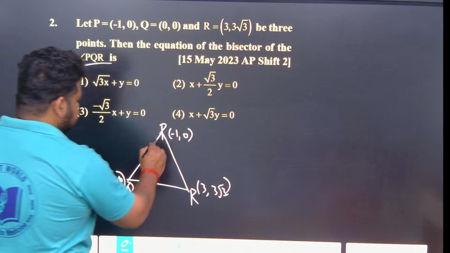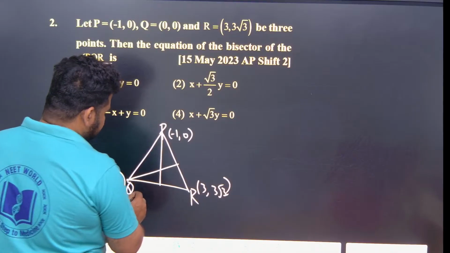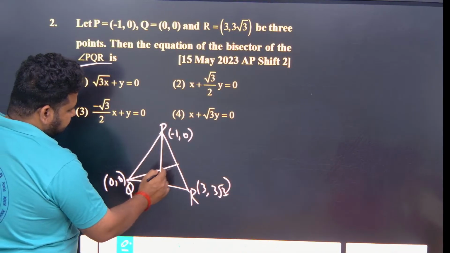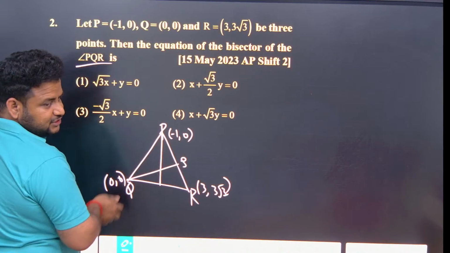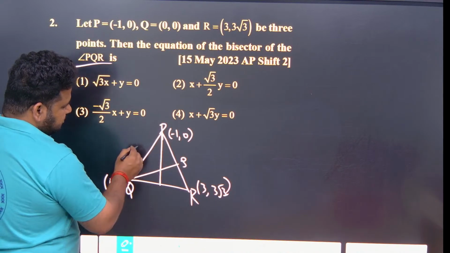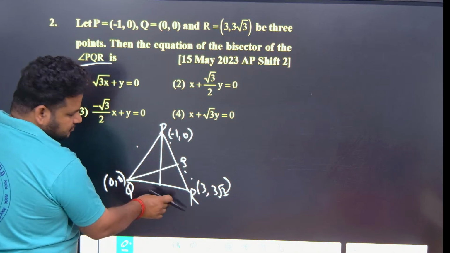So we will take it as this is one bisector, angle PQR. So angle PQR they are talking about. Suppose PQR, let this be S. This S will divide it in what ratio? This length is to this length, correct na? This will divide it in the ratio, this is to this. What is this length? We have to find out.